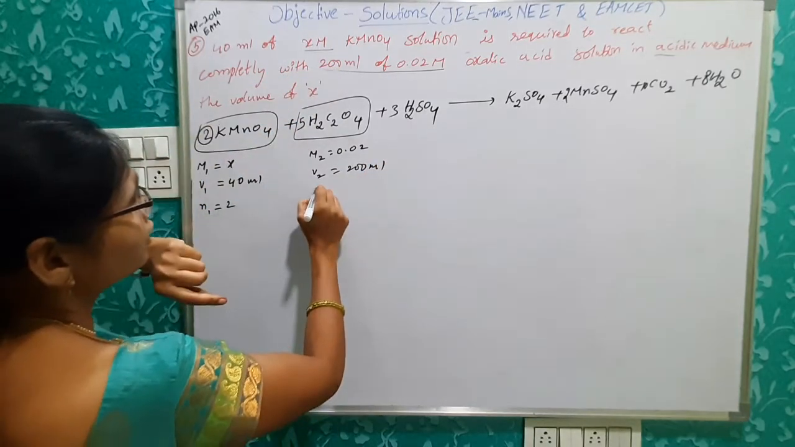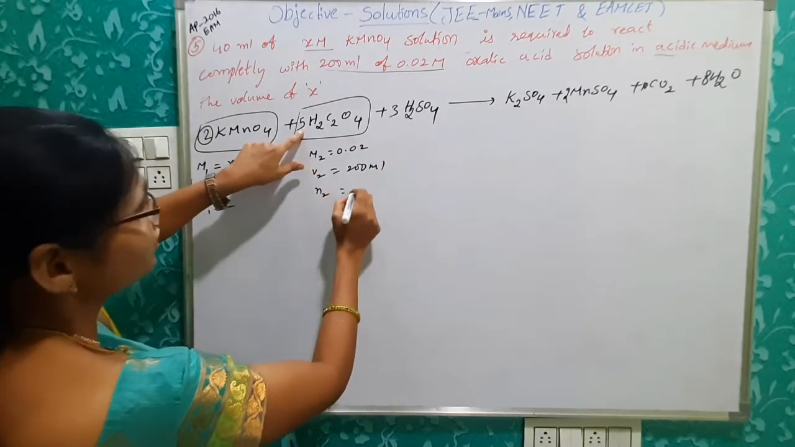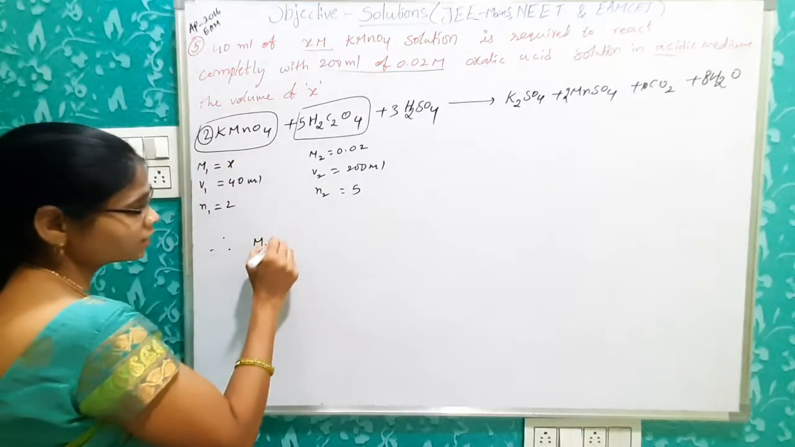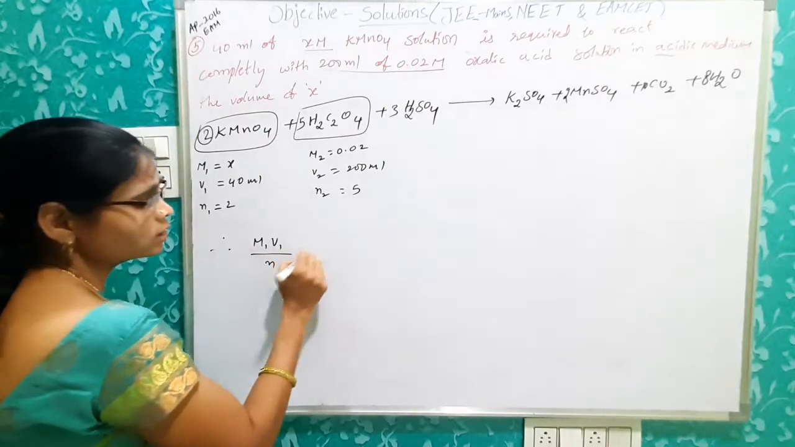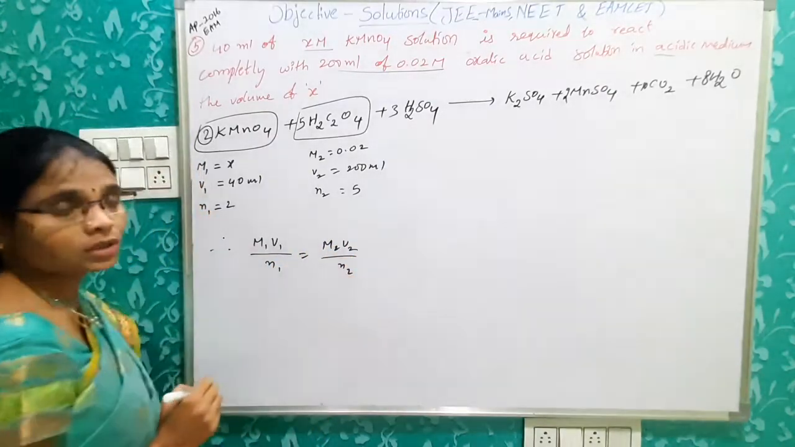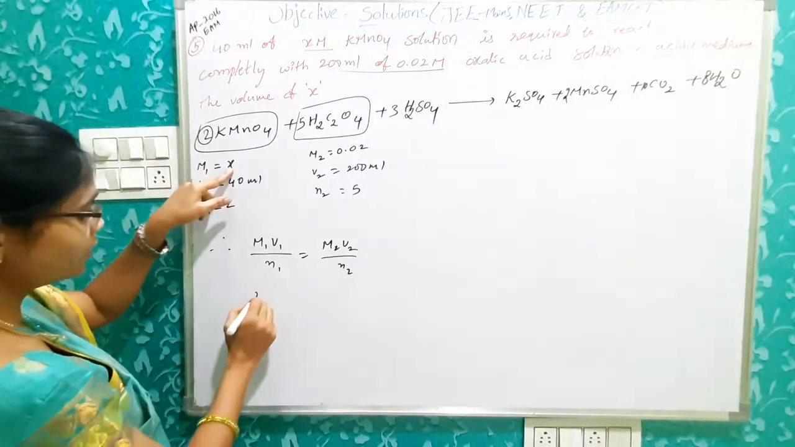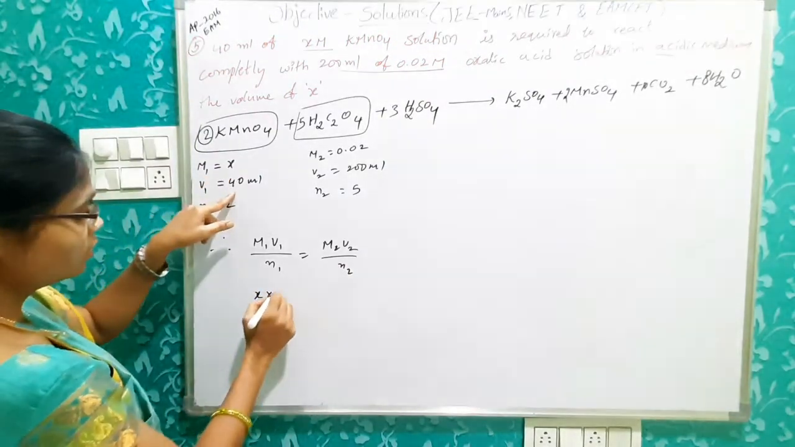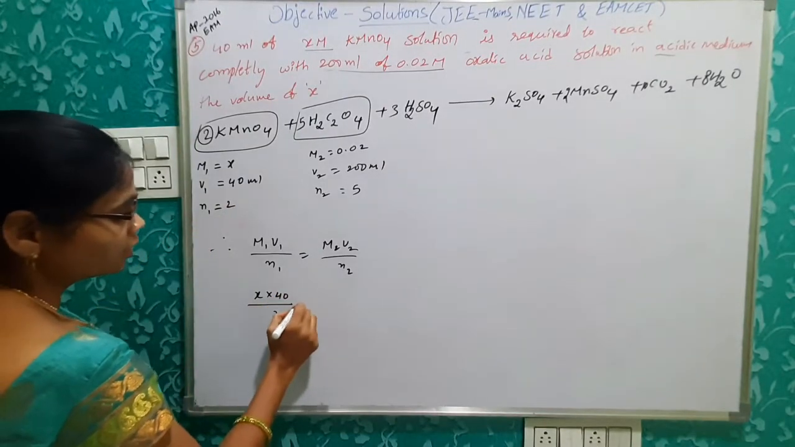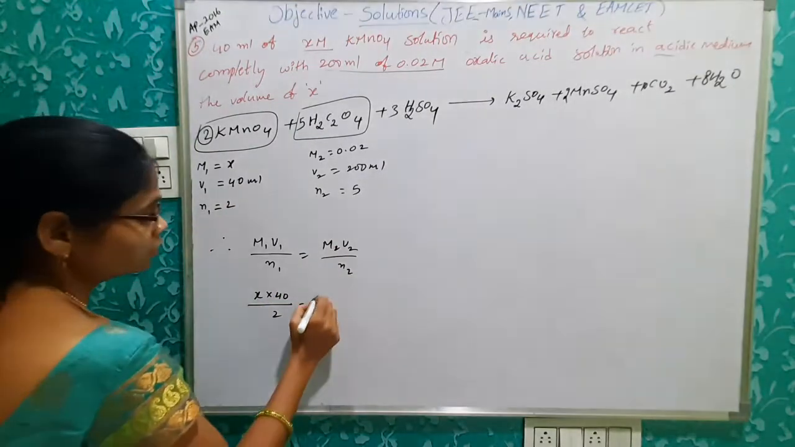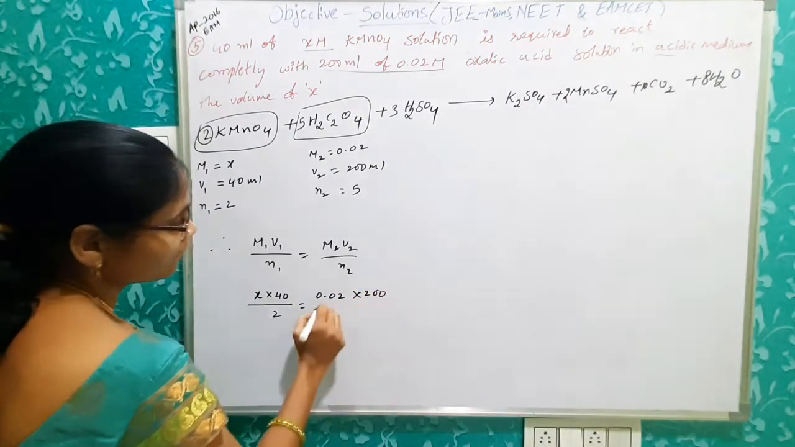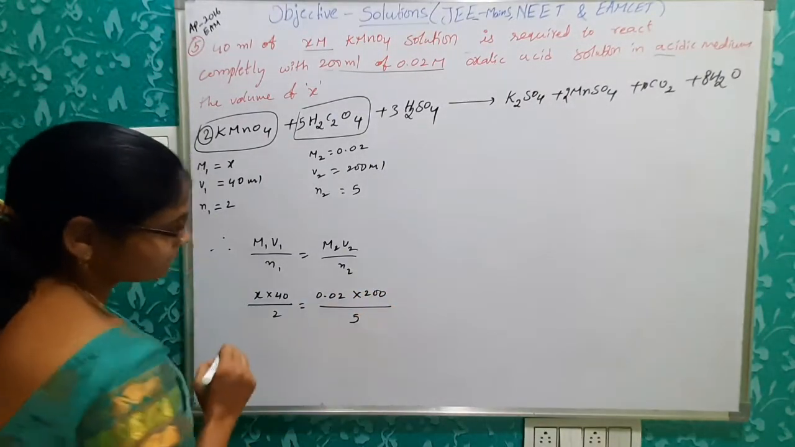Okay, so the number of moles required for that reaction is 5 moles. So what is the formula for titration reaction? M1 V1 by N1 is equals to M2 V2 by N2. So Mn is given as X into 40 by 2 is equals to 0.02 into 200 by 5.